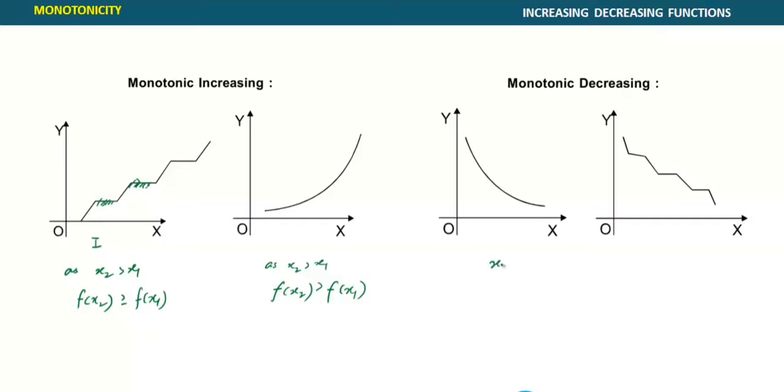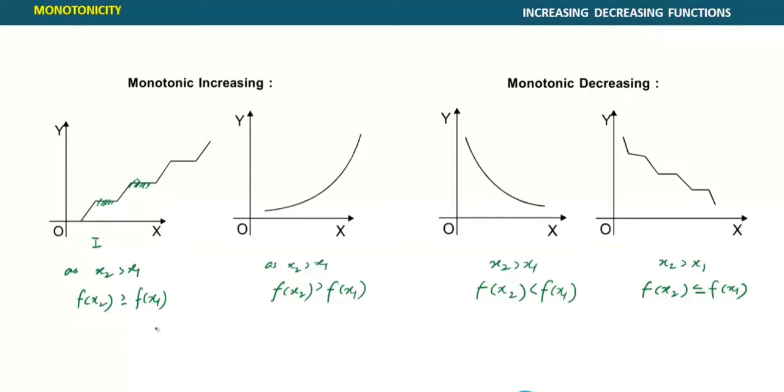Here, as x2 is greater than x1, since it is strictly decreasing, f(x2) will definitely be smaller than f(x1). And for here, if x2 is greater than x1, f(x2) would be less than or equal to f(x1). So these are the mathematical terms which you will use for these four particular diagrams.